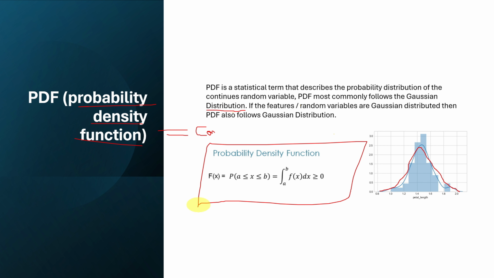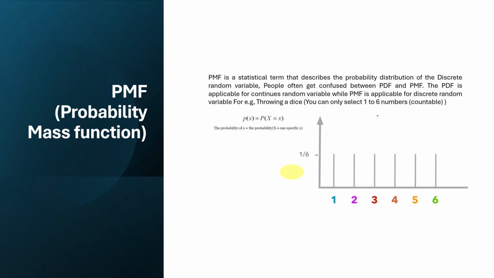Now, how do we represent probability density function? So f of x equals probability of x greater than or equal to a and less than or equal to b, equals the integral from lower limit a to b of function of x dx, which is greater than or equal to 0. This is how you represent the probability density function. Now let's see probability mass function, PMF.